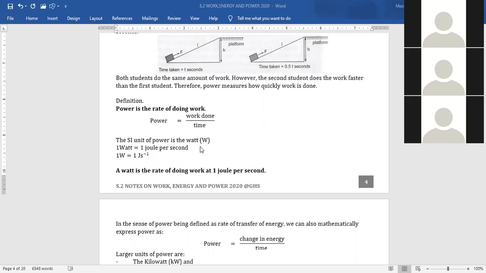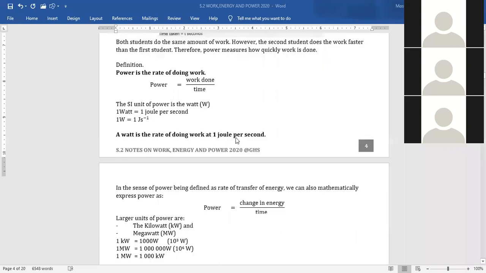So a watt is equivalent to 1 joule per second. And what is its definition? I want one reader. A watt is the rate of doing work at 1 joule per second. That is our definition for a watt. Please keep that definition, because whenever you see something highlighted, that implies it is something important to keep, because a question may arise out of that.